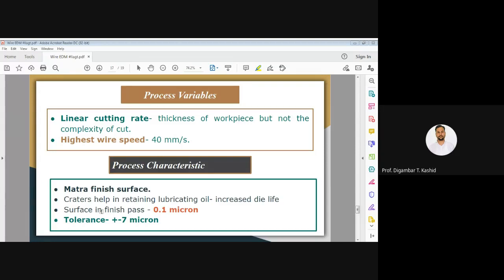Most of this wire EDM process is normally used for making dies, 2D or 3D complicated dies. So it needs some lubrication. For better lubrication, this kind of matte finish is required. It helps in better lubrication and increases the die life. The surface finish achieved is as low as 0.1 micron, and the tolerance of plus minus 7 micron can be achieved.